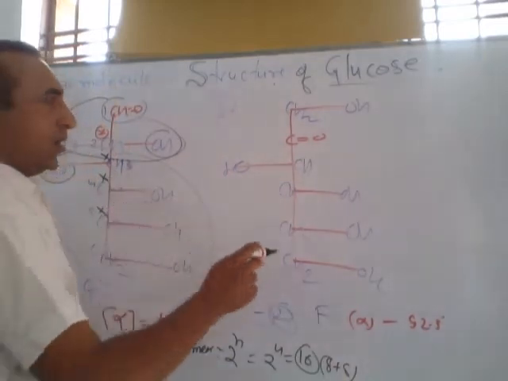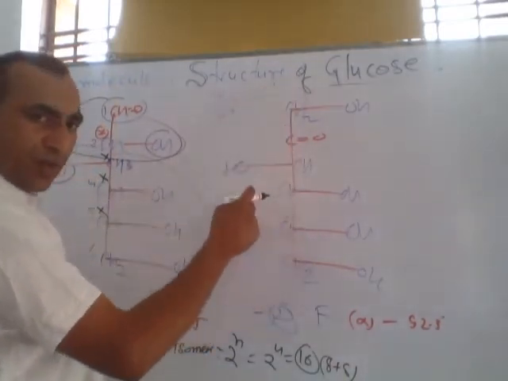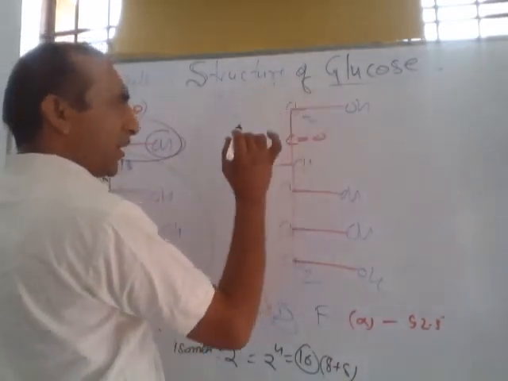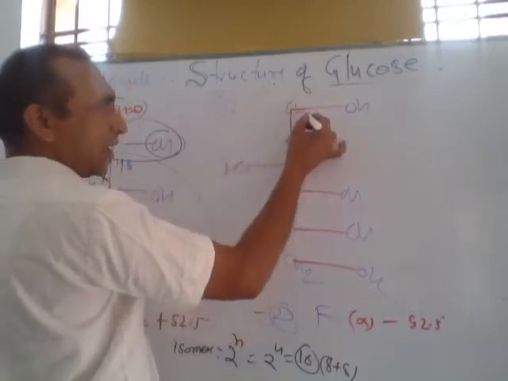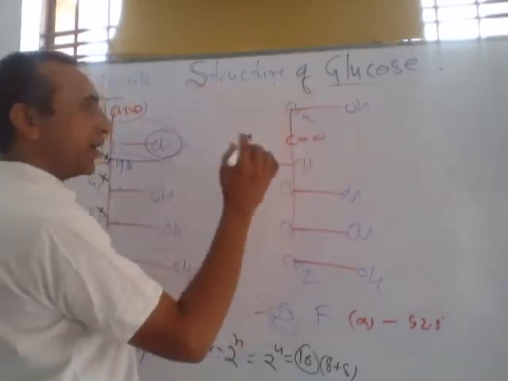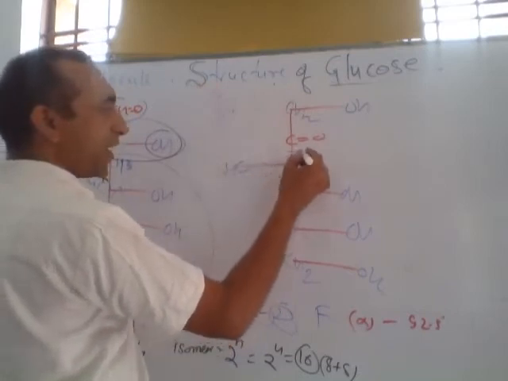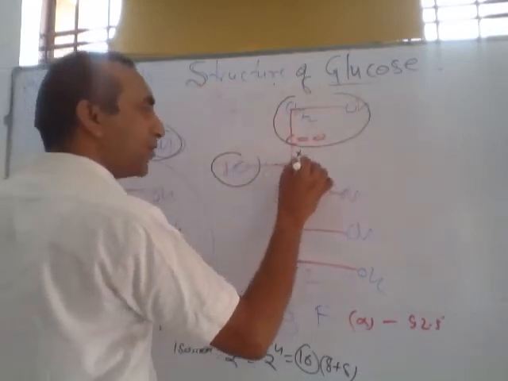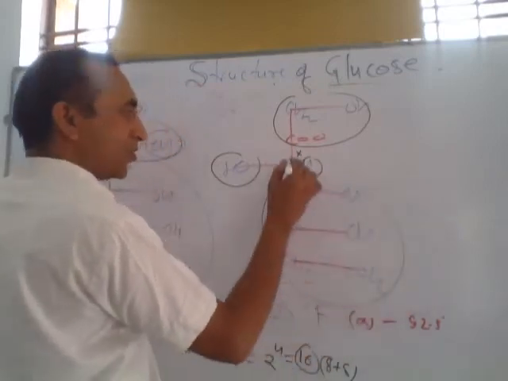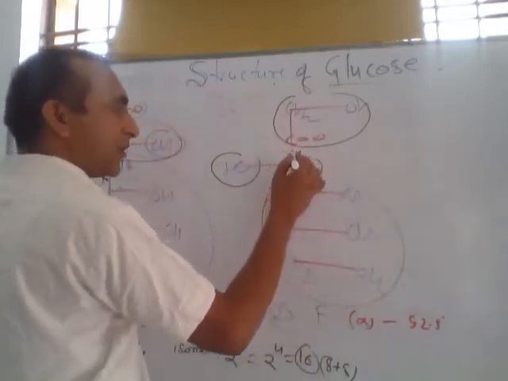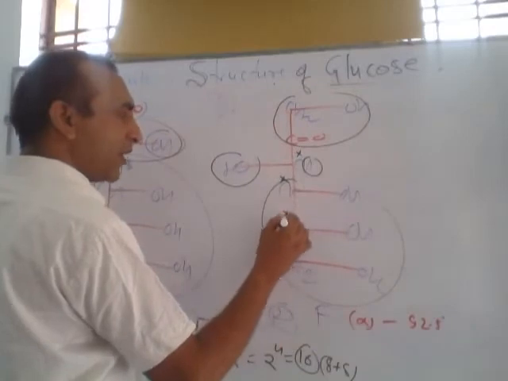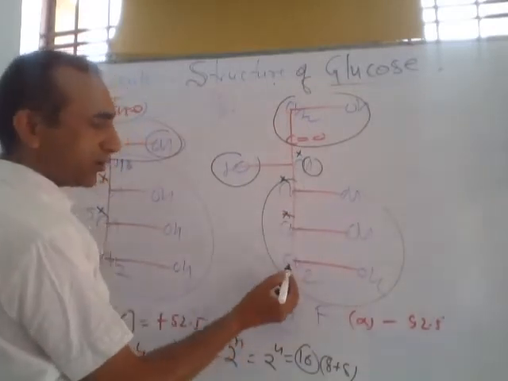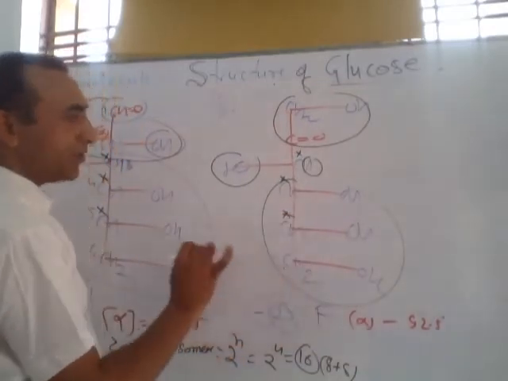Can you find out the number of chiral centers in fructose? This is not a chiral center because in the first carbon there are 2 similar hydrogens. This is a chiral center because this is group number 1, this is group 2, here hydrogen and this remaining. So 1, 2, 3, third carbon chiral, fourth carbon chiral, fifth carbon chiral, and the last is not chiral because in this there are 2 similar hydrogens.